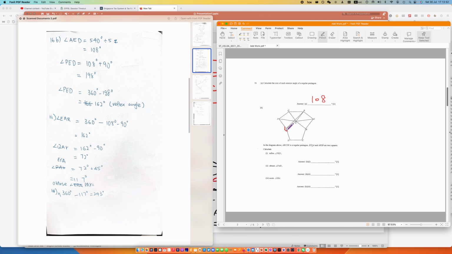So what I see is this is 90. Then this is 108. Then you add together. Added together is 360. So yeah, 162 is correct. This is correct, 162.